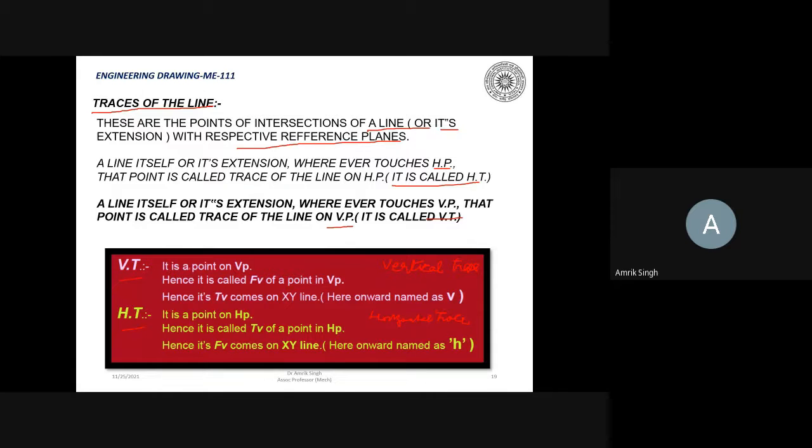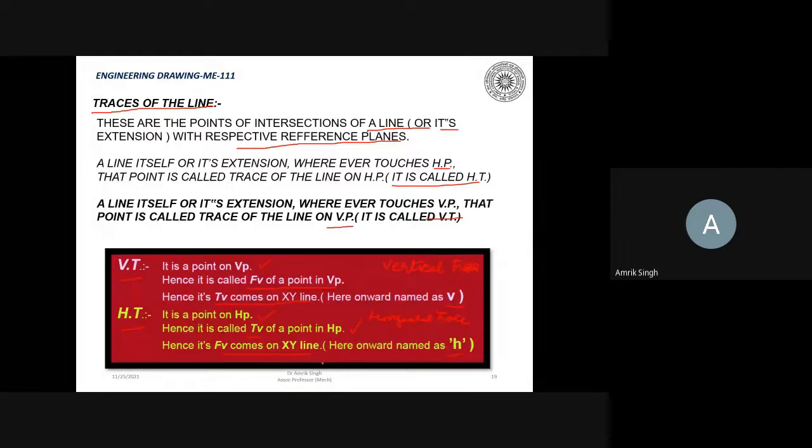So the vertical trace is a point on VP. Hence it is called the front view of a point in VP. Hence its top view comes from the XY line, so we will also name it as V. The horizontal trace is a point on HP. Hence it is called the top view, because it is on HP we draw the top view. So it is a point on HP. Hence its front view comes on the XY line, we will call it H dash.